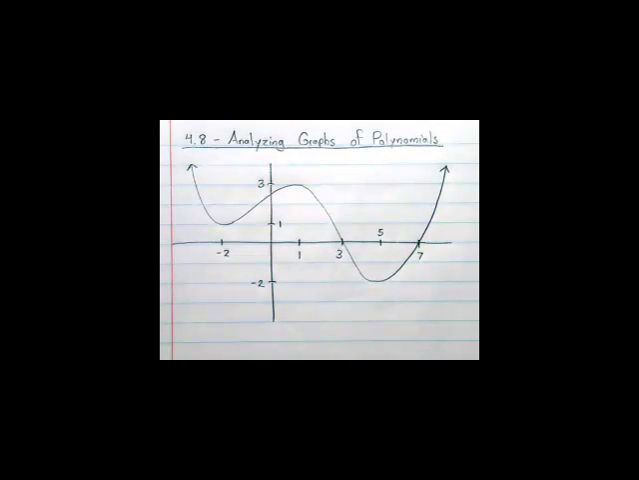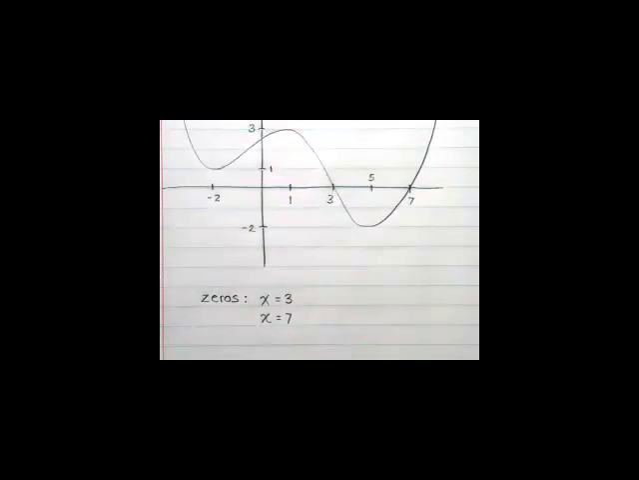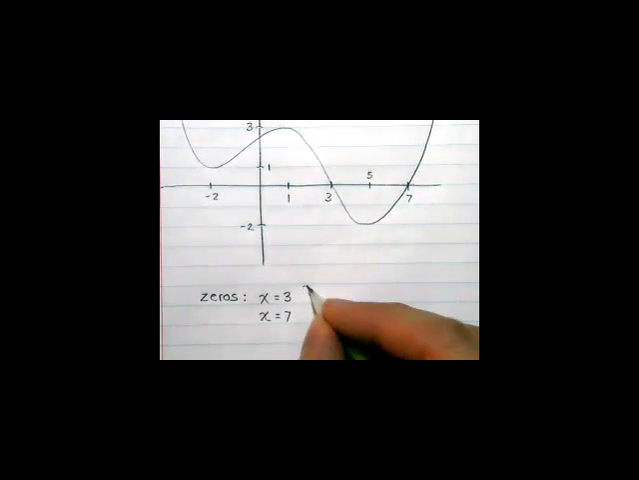So, first things first, something we've done before. If we're looking at a graph, where do we identify the zeros? Raise your hand. Yes, Jason. Okay, so where is that at? 3 and 7, right. So x equals 3, x equals 7. Now, when we're talking zeros, these are what kind of zeros?